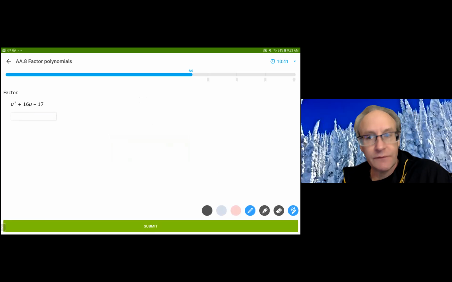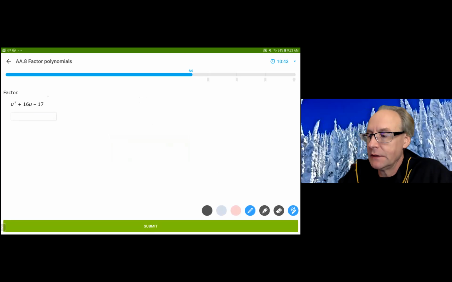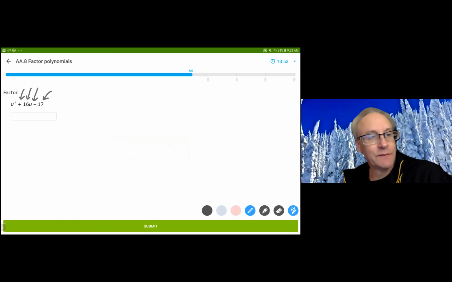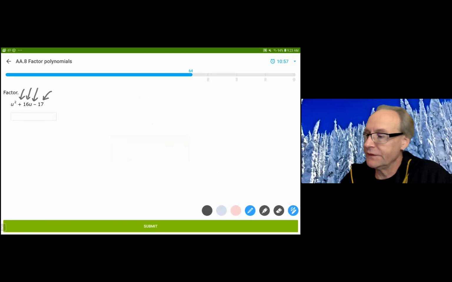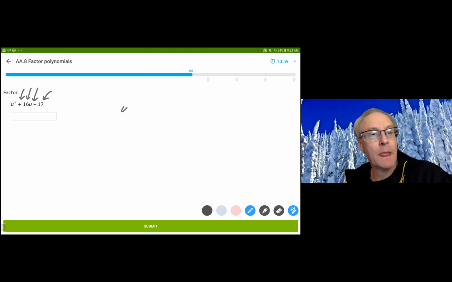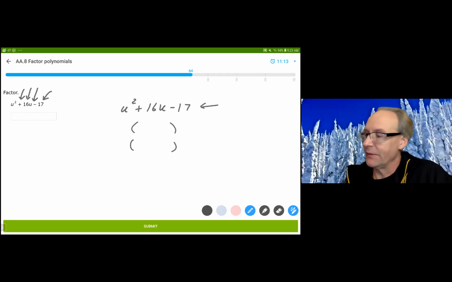This one is a little different. I'm going to read it. I have a product of 17 and a difference of 16, and the larger is positive. All of this can be read backwards, and it's all clues as to how to factor u squared plus 16u minus 17. One of the nice things is that 17 is a prime. Oh man, I'm getting some lag. Oh, there we go. Sorry about that.